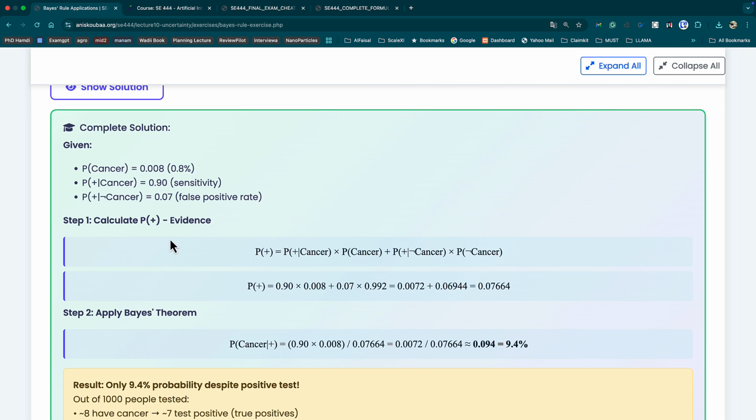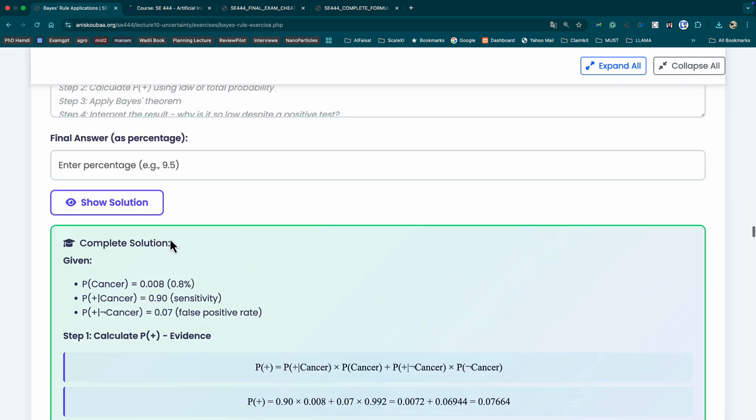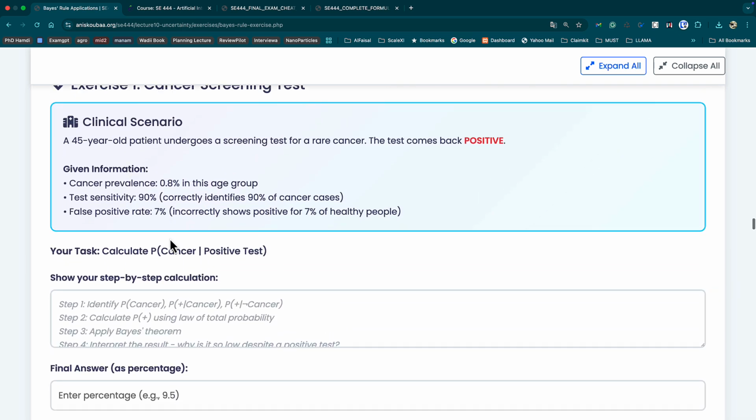I don't understand the sentence. Okay, let's see. We're going to apply the same thing. Look, let's decode the problem again. So what do we need to have? What is our evidence? The evidence is positive. What is our posterior? Cancer. So we need to calculate P of cancer given a positive test. So what is given to us? Cancer prevalence at this age, 0.8%. This is what? This is the prior. Okay? Test sensitivity, 90%. What is this? The likelihood. Okay? False positive rate, 7%.